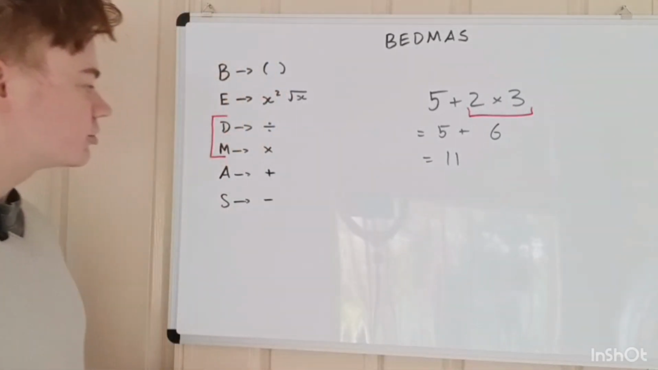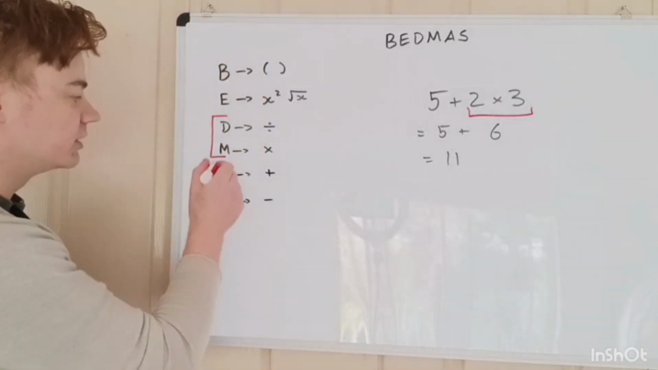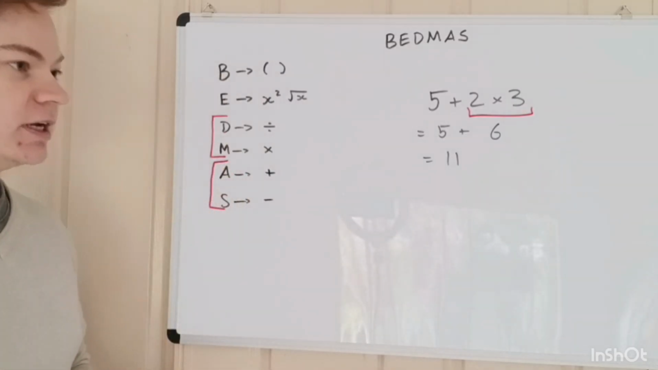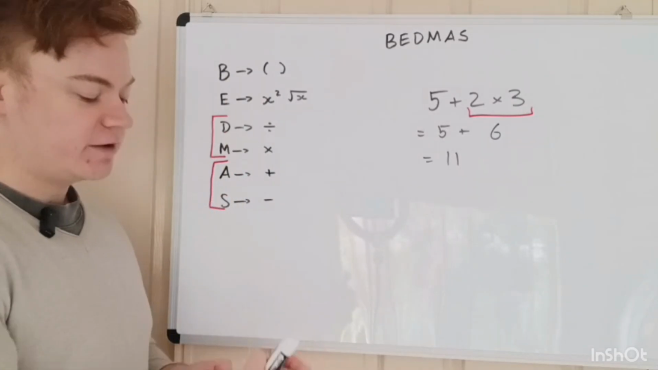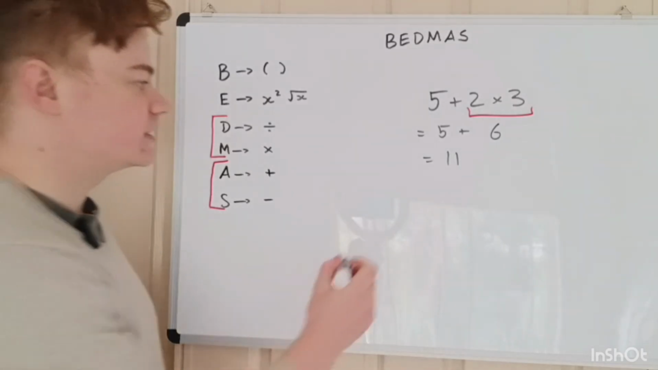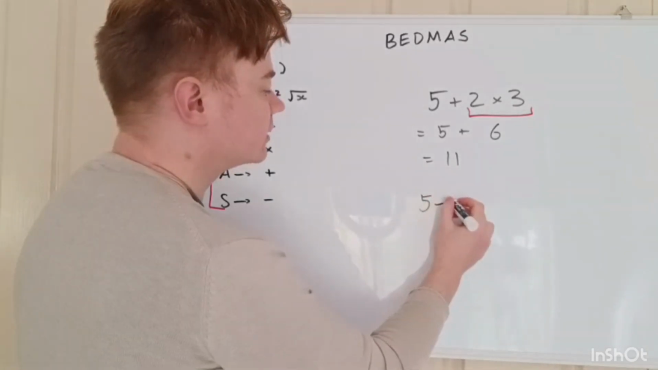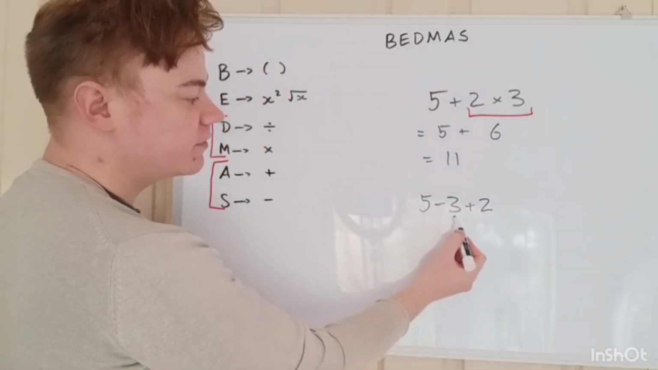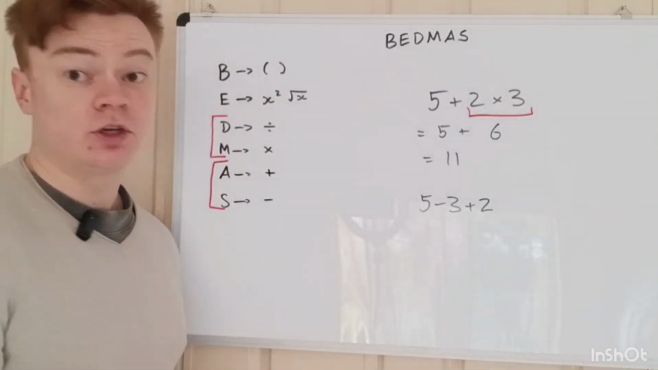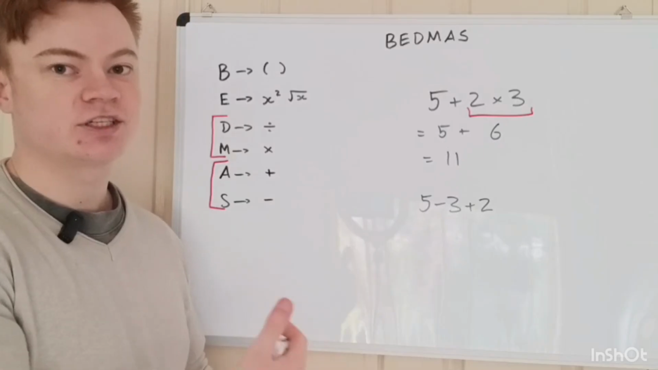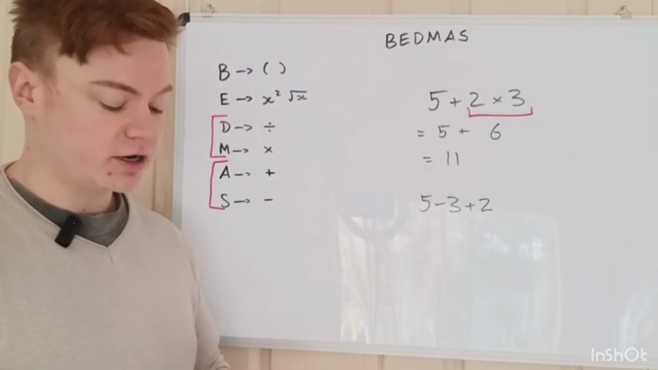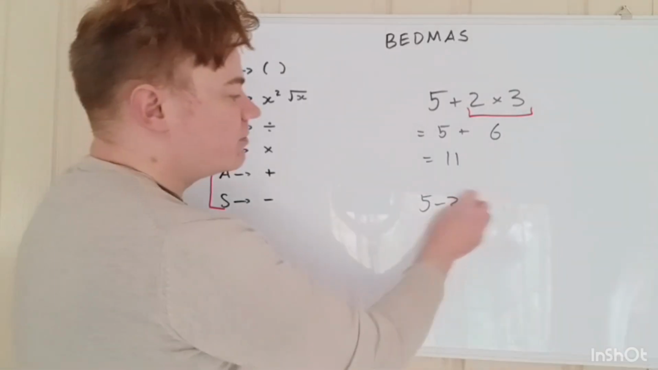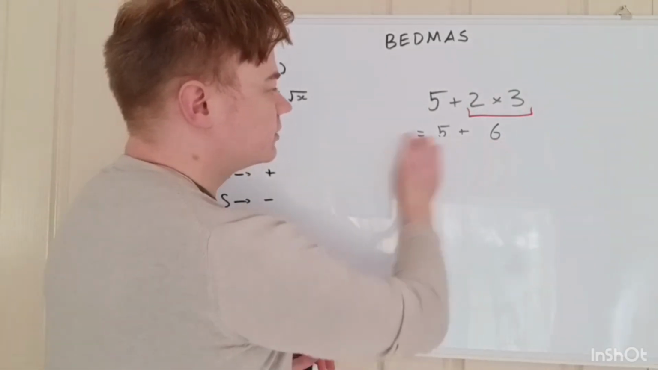The same is true for addition and subtraction. So addition and subtraction are also tied for priority. So you just work from left to right. So for an example, if you see 5 minus 3 plus 2, you'd just do the 5 minus 3 first and then add 2. You'd go from left to right because addition and subtraction are tied for priority. Okay? Hopefully that makes sense so far, so let's do some examples.